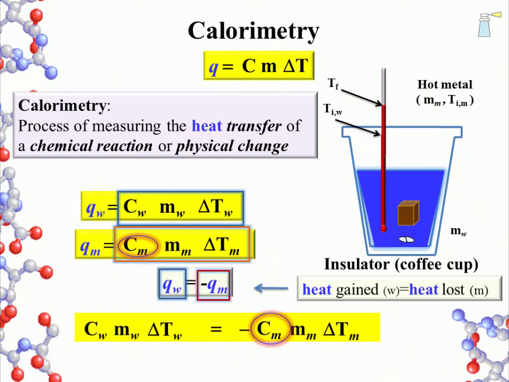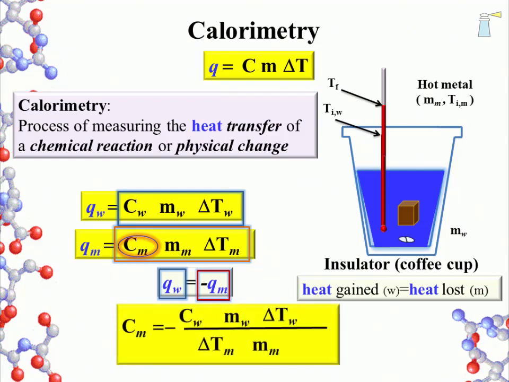Now, to get the heat capacity of the metal, we need to isolate it on one side of the equation. To do this, we divide both sides of the equation by the neighbors of C sub m, M sub m, and delta T sub m, and yes, the negative sign. The resulting expression is rather busy, but it is made up of known terms and measured quantities from the experiment. In practice, it's not as complicated as it looks. And that concludes the material of the lecture.